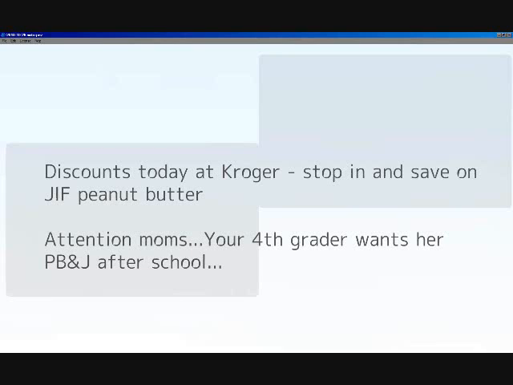Here's a couple of examples that will demonstrate speaking someone's native tongue. We could develop a headline that says, "Discounts today at Kroger, stop in and save on Jif peanut butter." Or for the exact same information, we could create a post that says, "Attention moms, your 4th grader wants her PBJ after school." The difference there is the moms are interested in information about moms, and so you're speaking their language.